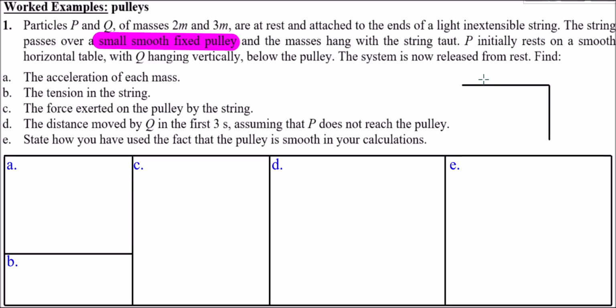So what we need to do is think about what this pulley is, what does it do, and where would it go? So essentially, this pulley would actually sit at the edge, the very edge of this tabletop, like so. Whereas P would be here, like so. And it's attached with a string taut. So the string will connect these two things together. And likewise, dangling off the edge, like so, will be Q.